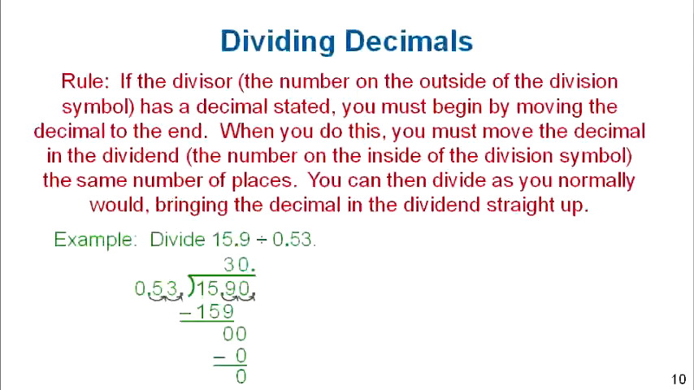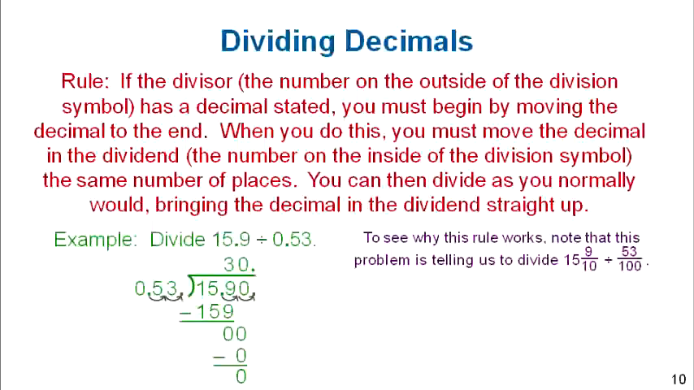Again, since I want to bring the decimal in the dividend straight up, I must be careful about where I put the numbers in the answer. I put the 3 above the 9 because the 9 was the last digit of the dividend I used in the first division step. In other words, I could divide 159 by 53, but I could not divide 1 or 15 by 53.